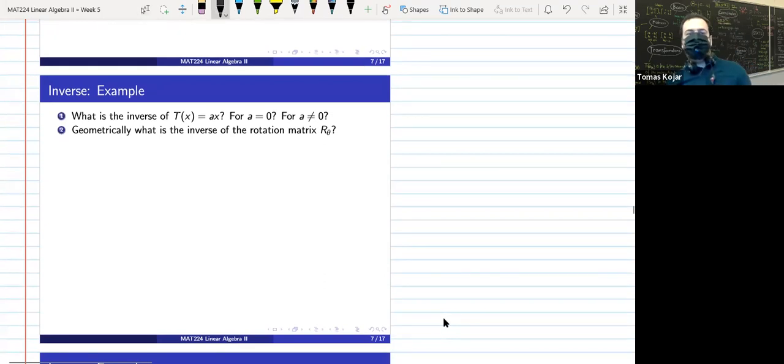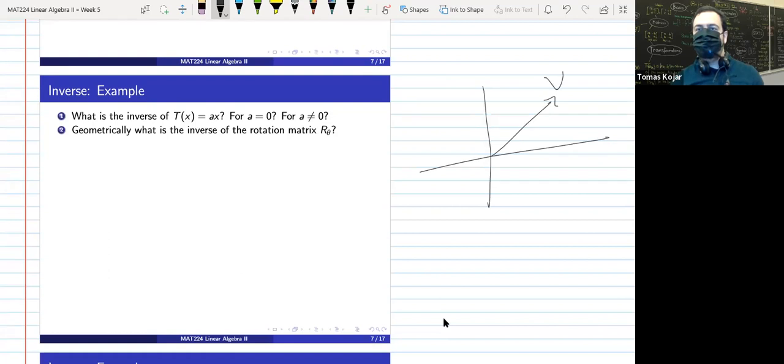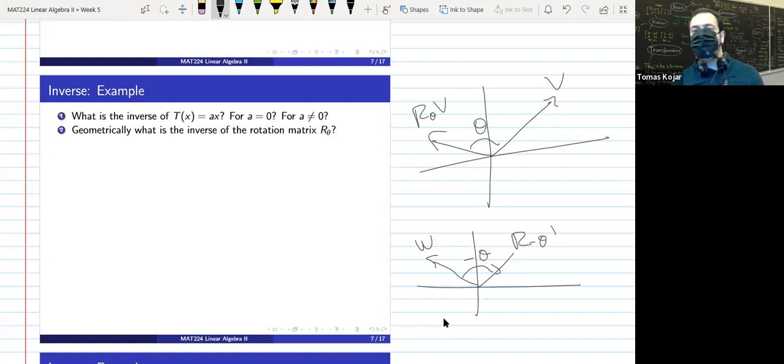So geometrically, what's the inverse of the rotation matrix? I sort of alluded to it. So you gave me some v. I rotate by theta. So if I want to come back from, call this guy w now, I have to move by minus theta. So R minus theta w. So geometrically, that's the inverse, but we're not a geometric course, we're an algebra course, so we have to prove stuff.